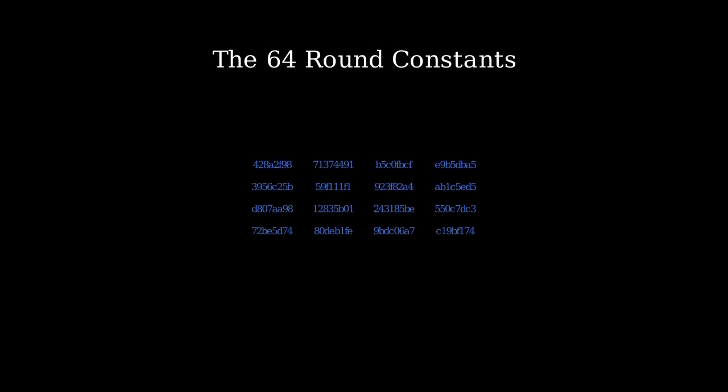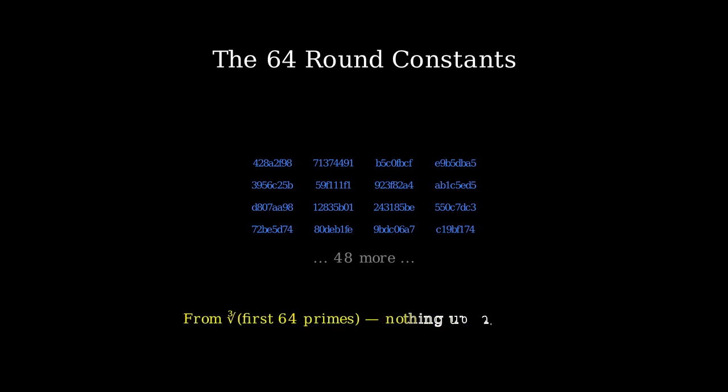The 64 round constants, just like the initial hash values, come from prime numbers. Specifically, they're derived from the fractional parts of the cube roots of the first 64 primes. Again, this nothing-up-my-sleeve approach means nobody can secretly weaken the algorithm.